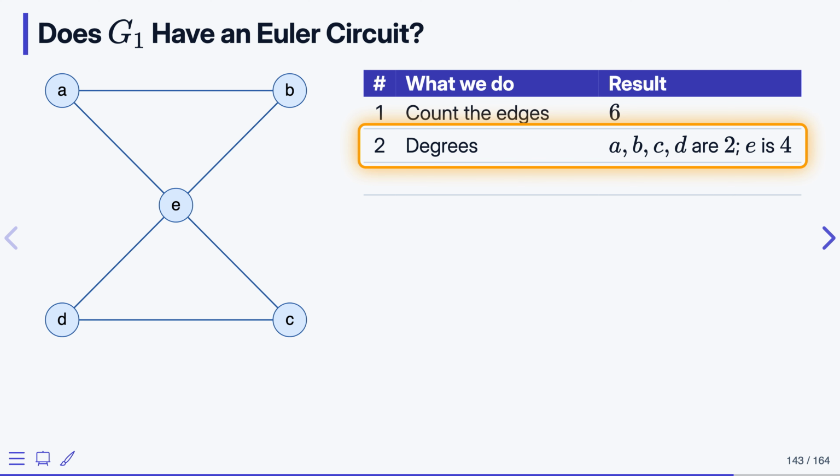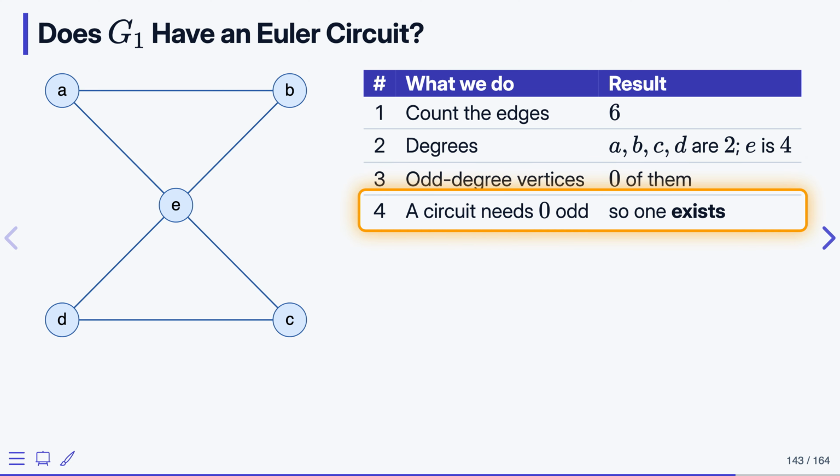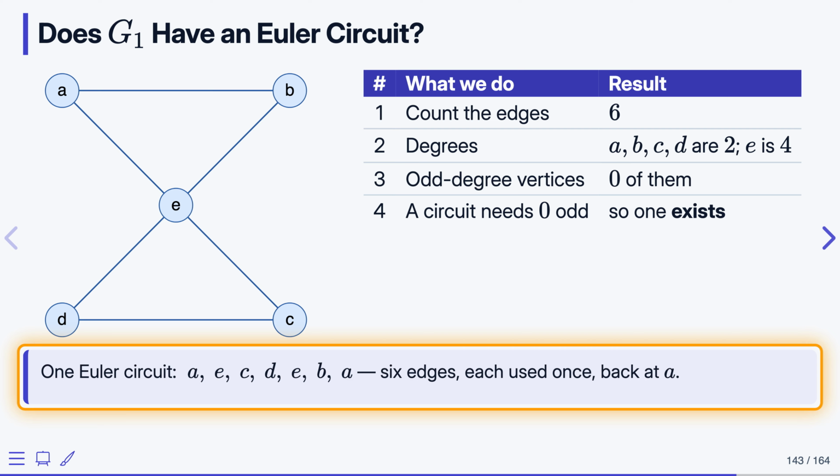Step 3, how many of those are odd? None. Every degree is even. Step 4. An Euler circuit needs exactly 0 odd degree vertices, and we have 0, so one exists. One of them is A, E, C, D, E, B, A. Follow it. 6 steps, 6 different edges, and we finish back at A. Notice that we pass through E twice, which is allowed because we arrive on a new edge each time.